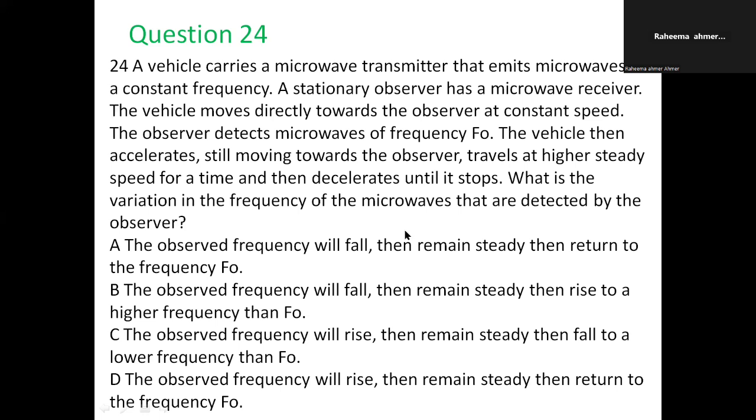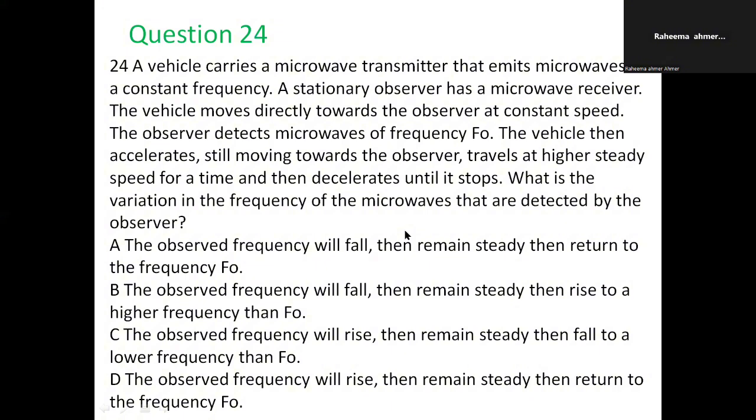So this question belongs to the Doppler effect, which occurs due to the movement of the source. Actually, the emitted frequency is constant. The frequency detected by the receiver is not due to a change in the emitted frequency. It is due to the movement of the source relative to the observer. So you must be clear about this.